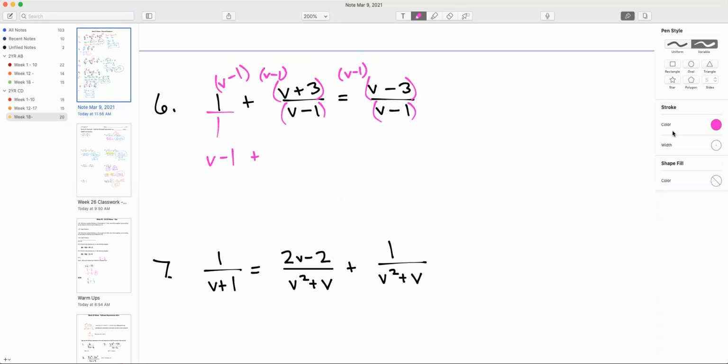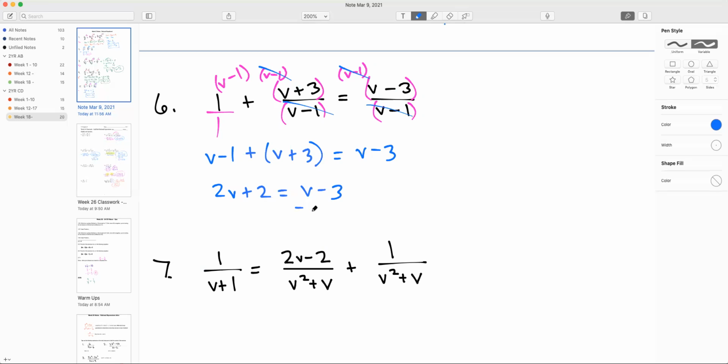Actually, we need to cancel. Sorry, I forget that sometimes. So v minus 1 cancels with v minus 1, and then same here. I'm going to switch colors. v minus 1 plus a v plus 3 equals a v minus 3. Okay, v plus v, add those two together, you get 2v. Negative 1 plus 3, that's going to be 2 equals v minus 3.